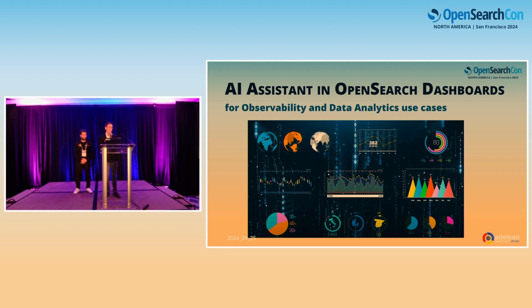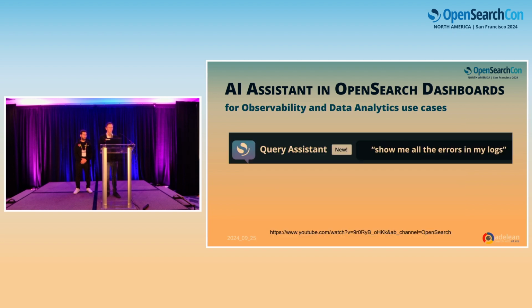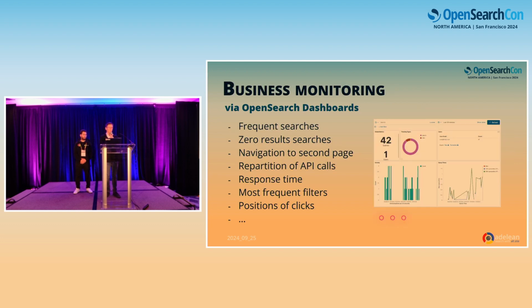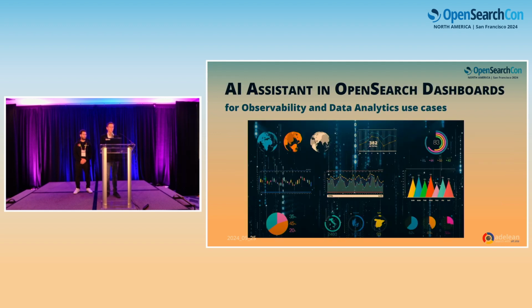And last but not least, you know about the AI assistant that's available in OpenSearch Dashboards. It's not necessarily very useful for e-commerce, although it's a very nice feature. You can find a presentation here, but you do need a lot of monitoring in e-commerce. You monitor the frequent searches, the zero result searches, the response times, so plenty of things. And actually OpenSearch Dashboards can help you with this monitoring, and in this context, the AI assistant is very useful.